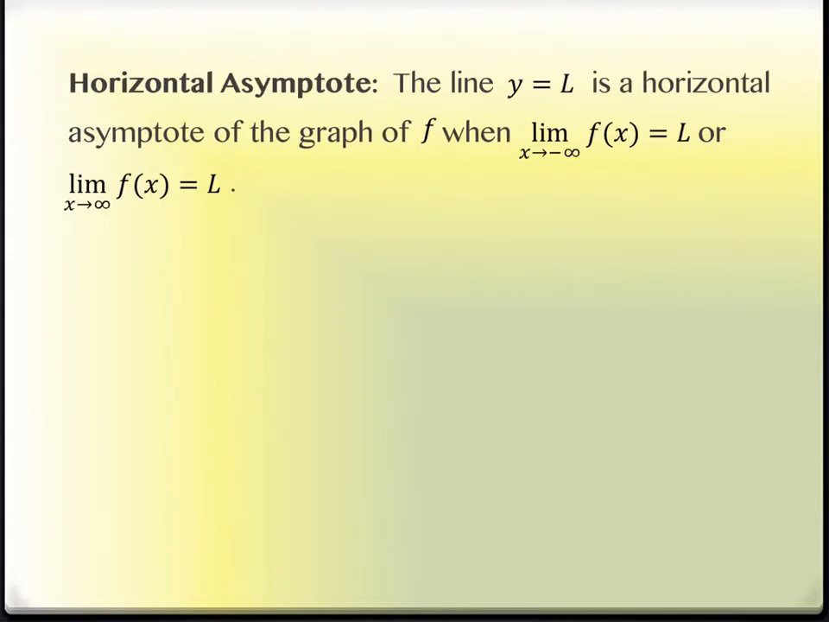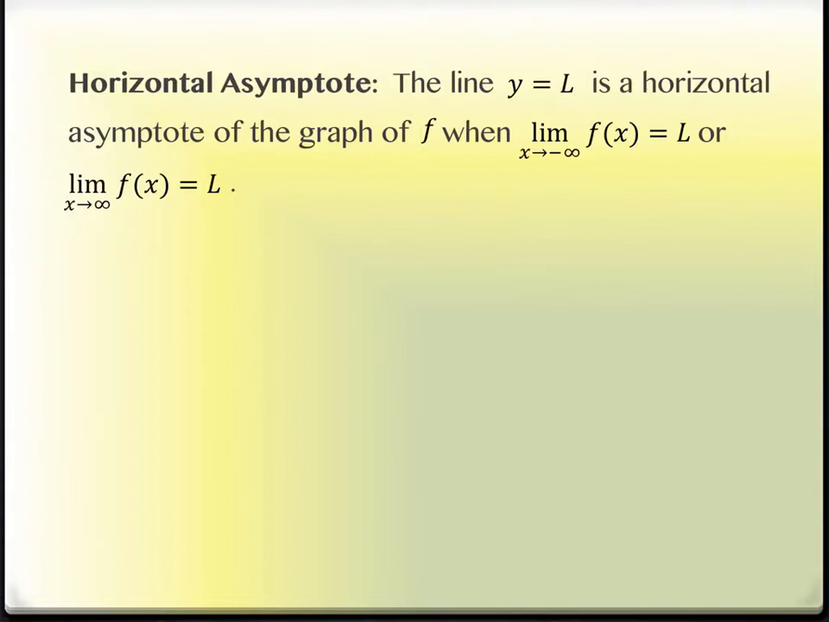The line y equals L is a horizontal asymptote of the graph of f when the limit as x approaches negative infinity equals L or positive infinity equals L. We have a horizontal asymptote. Horizontal asymptotes are interesting because you can actually cross them sometimes in the middle. It's the extreme behaviors that we're talking about when we're talking about horizontal asymptote behavior. What happens on the edges of the graph? What happens as we get further along on the edges?